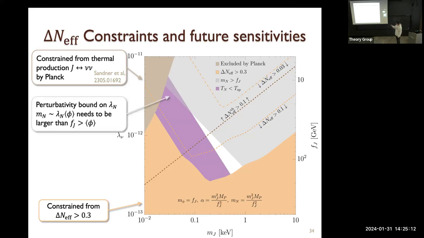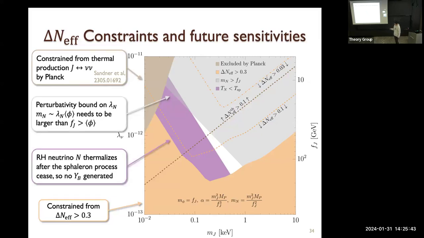And this gray shaded region is from the perturbative bound on lambda_N. Our m_N, after phi gets a VEV, is given by this lambda_N times the VEV of phi. And this must be smaller than f_J, because f_J should be larger than the phi VEV. So if m_N is larger than f_J, which means lambda_N should be much larger than one, our assumption breaks down in this parameter space. So we don't consider this parameter space.